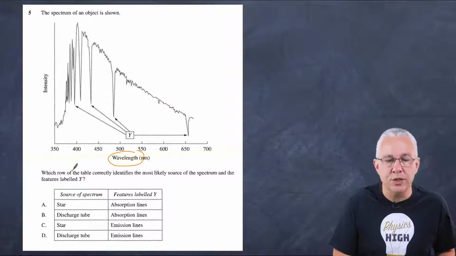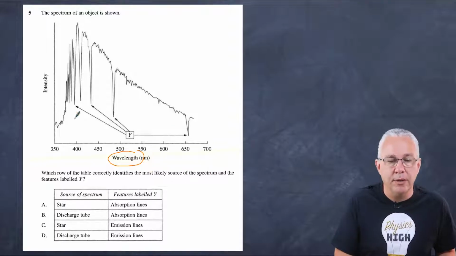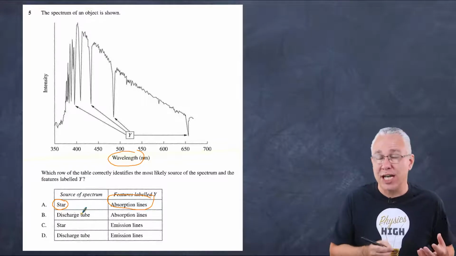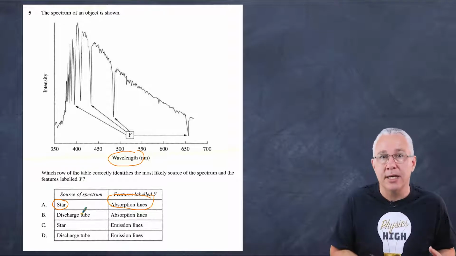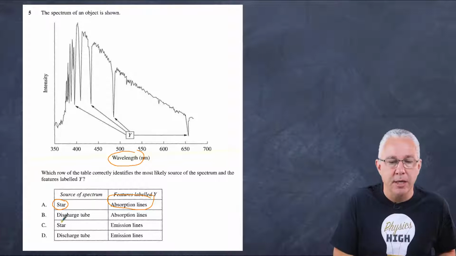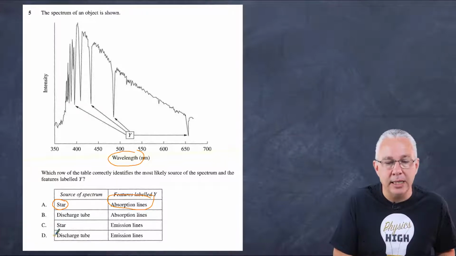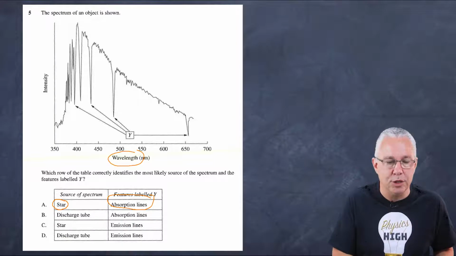So the question then says, which of the following table correctly identifies the most likely source of the spectrum? Well, that basically means it's more likely to be a star with absorption lines. Now, why are the other options incorrect? A discharge tube will only emit very specific wavelengths or frequencies, and thus it's only related to an emission spectrum, not an absorption spectrum. In both C and D, we also have emission lines, but I've already established it's not emission lines at all. So A is the only possible response.